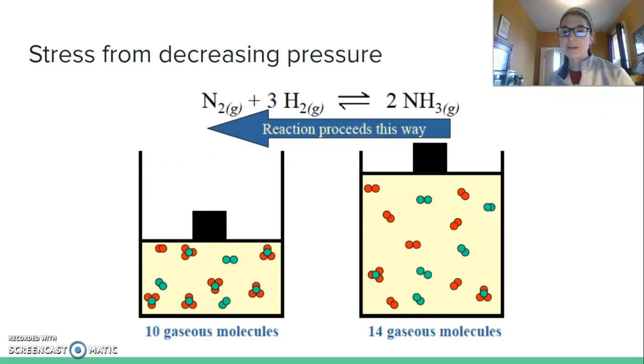So here we have decreased the pressure. It's the same equation that we used to compare increasing pressure, but this time the reaction proceeds toward the reactant side. So on the reactant side, we have 4 moles of gas versus the product side having only 2 moles of gas. So that's where we go towards the reactants. There are 10 gaseous molecules again and 14 gaseous molecules if we were to go the other way.